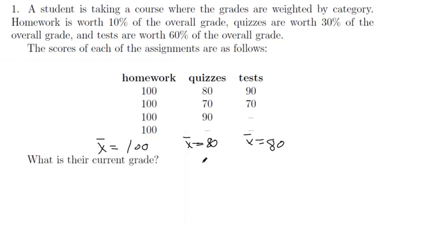average for the tests. Their class grade is found by taking the average of each category and multiplying it by the decimal form of the percentage for each category. So there's our homework, our quiz, and then our test.